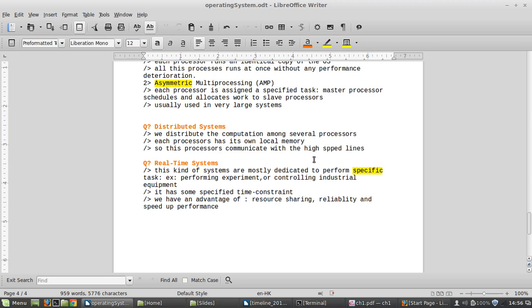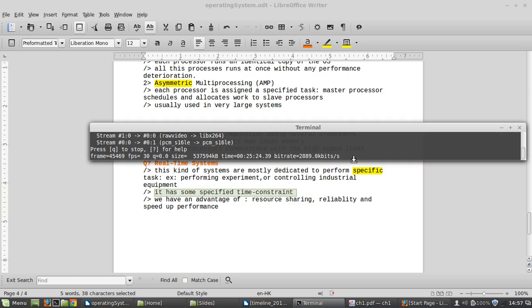And lastly, real-time systems are specifically designed for a specific task. For example, when you are performing some experiment, or controlling industrial equipment and such, these real-time systems are used. They have specific time constraints, and they have the advantages of resource sharing, reliability, and speed-up.